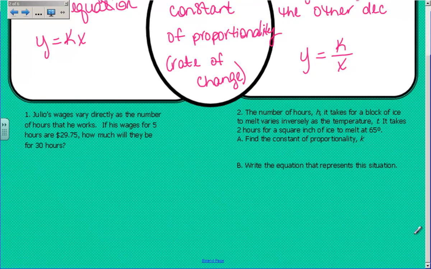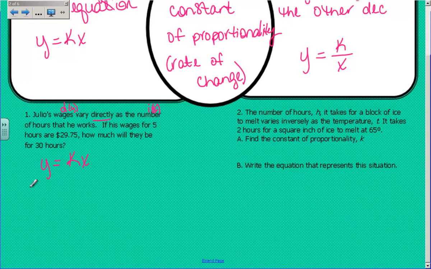So number 1, Julio's wages vary directly as the number of hours that he works. If his wages for 5 hours are $29.75, how much will they be for 30 hours? Well, we're going to go to this equation that we know, y equals kx. And so we've got to talk about independent and dependent, where they're telling us that his wages vary directly with the number of hours that he works. Well, how much he makes depends on how long he works. So the hours is independent, or x, and his wages is dependent, or y.